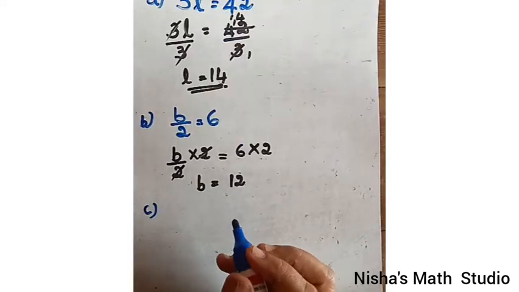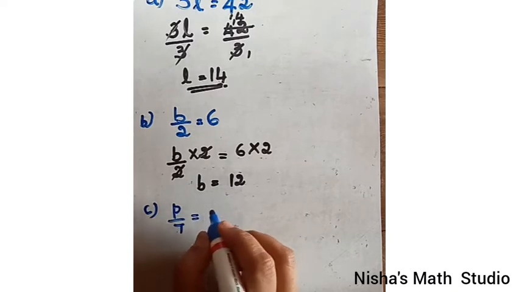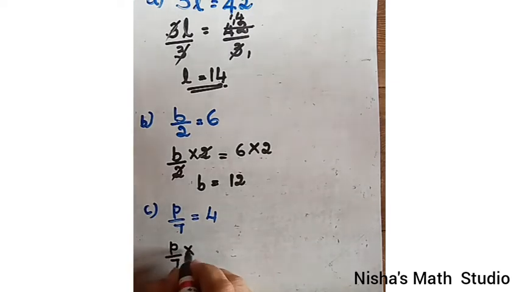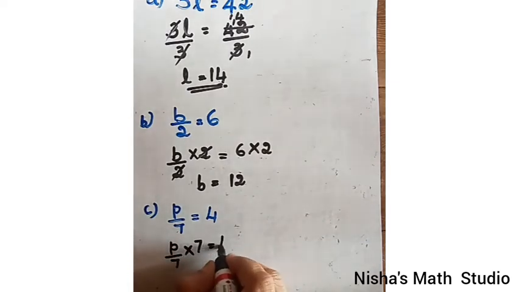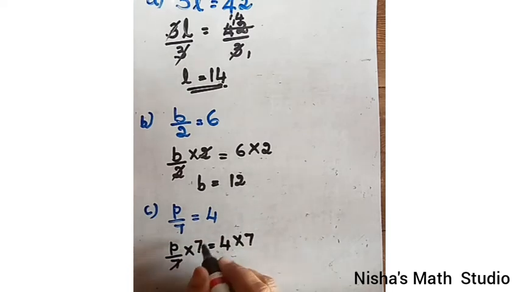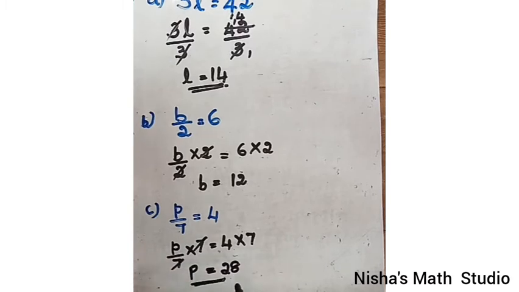Let me take the third question now. See, that is p by 7. p by 7 is equal to 4. 7 is in the division now. In order to get rid of this 7, p by 7 should be multiplied by 7. So naturally, even on the right hand side, I have to multiply it by 7. 7 gets cancelled. What remains on the left hand side is p is equal to 7 4s are 28. So the value of p is 28.